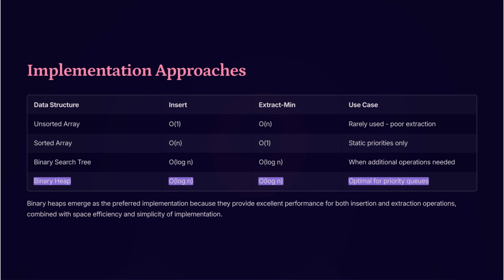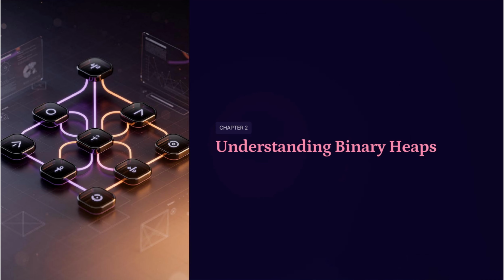They outperform unsorted arrays, which have poor extraction times, and sorted arrays, which are limited to static priorities. Binary search trees are useful when additional operations are needed, but binary heaps provide the best balance of efficiency and simplicity. Binary heaps are complete binary trees that maintain the heap property, ensuring efficient operations.